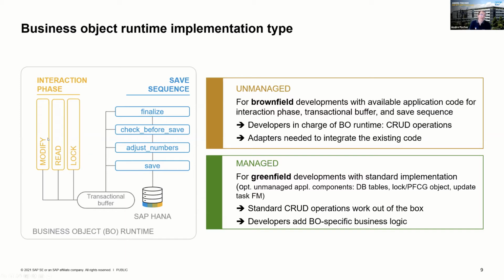And when we look at how a business object is called and how it works with the user, working on an object starts with an interaction phase. Here we have modifying statements. For example, you create a new sales order and then read data, because before you do an update you have to check whether something is locked or has been updated meanwhile, and the data is locked. And these changes are then written to a transactional buffer.